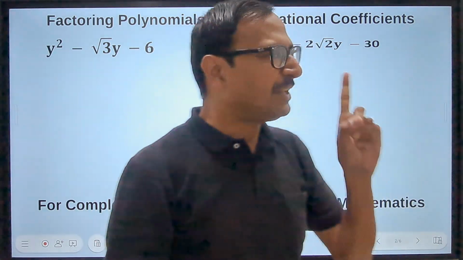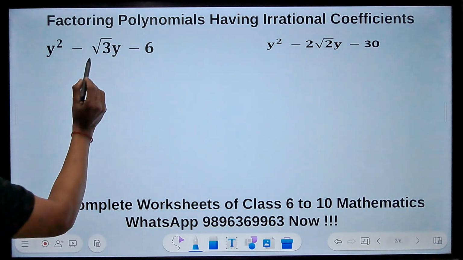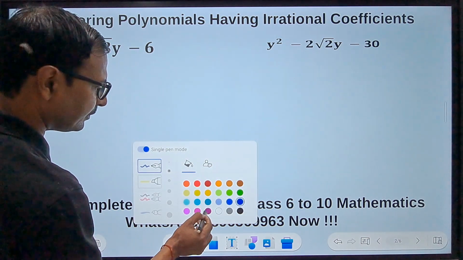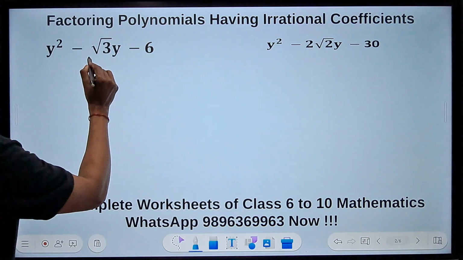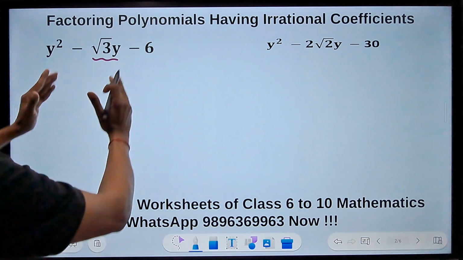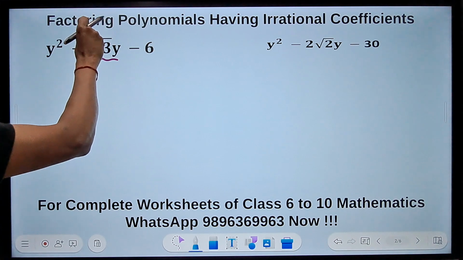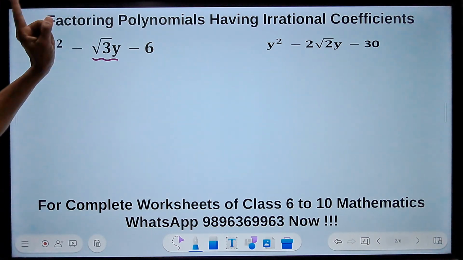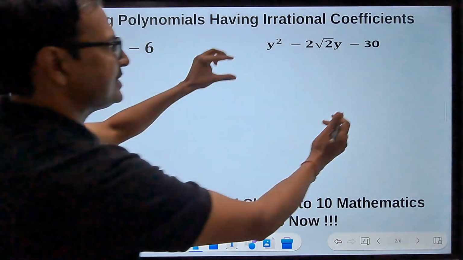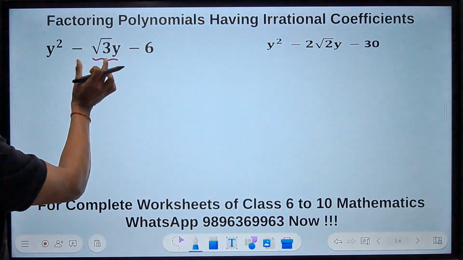Watch. The first example, the first thing to observe here is that the square root is only in the middle term, right? And when the square root is only in the middle term, when you split the middle term, both factors will have the same square root. Now this is the first takeaway message. You don't have a square root here, no square root here. Likewise, no square root here, no square root here. We have a square root only in the middle term.